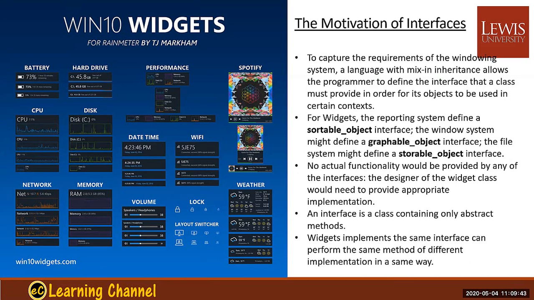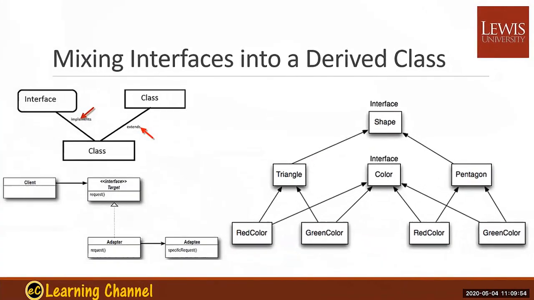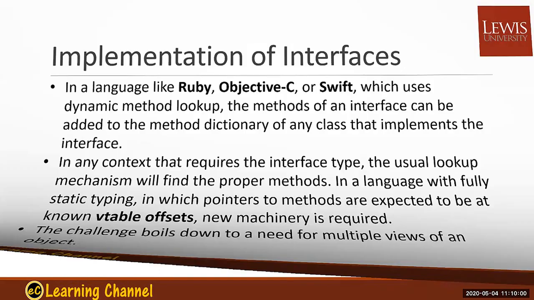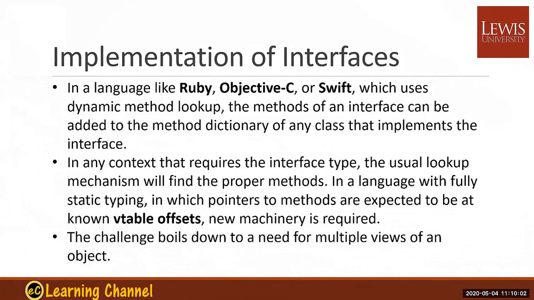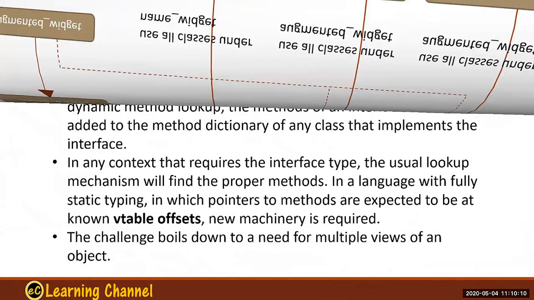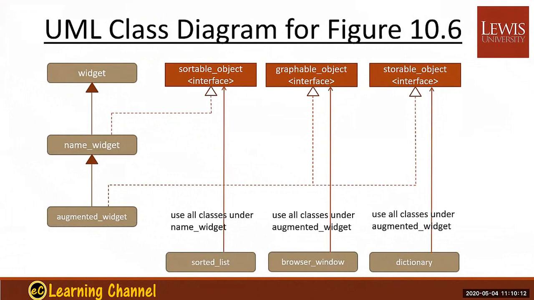An interface as a class contains only abstract, unimplemented methods. Here it explains the class and interface. I will move on to the next one: implementation of interfaces. This one is a V table, we don't spend too much time on it. Let's jump to here.